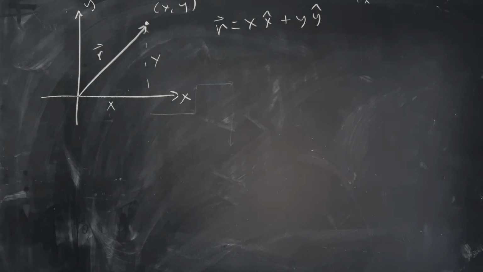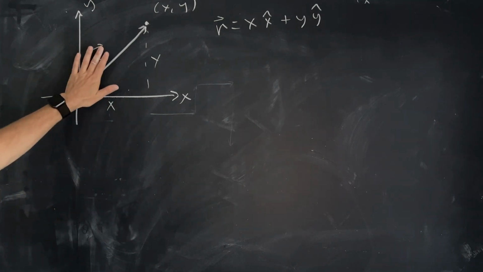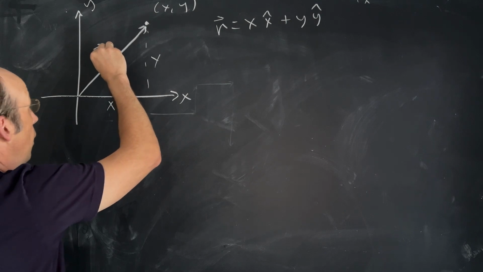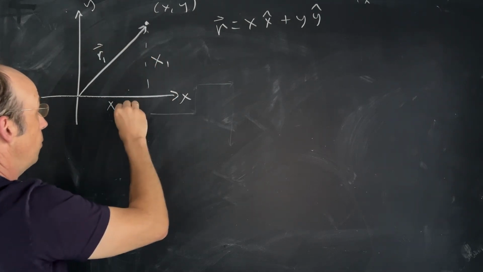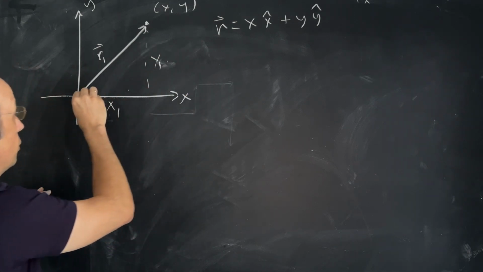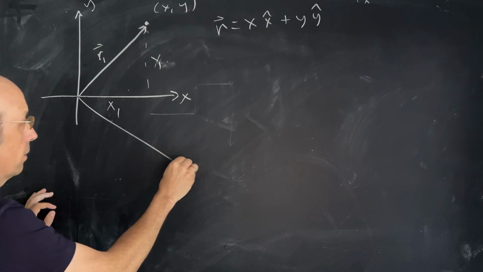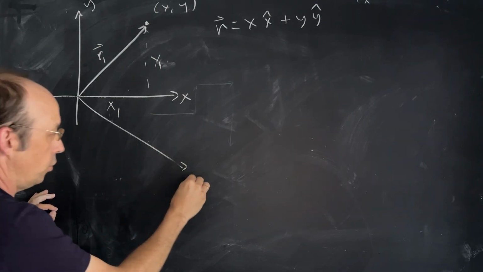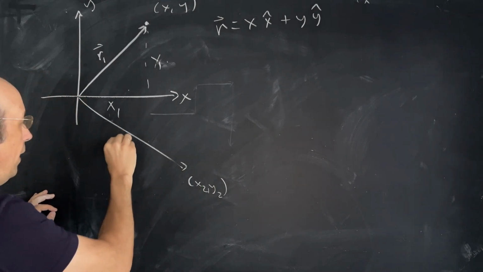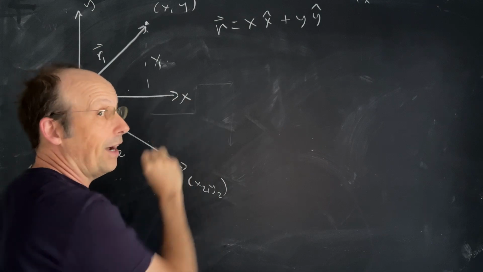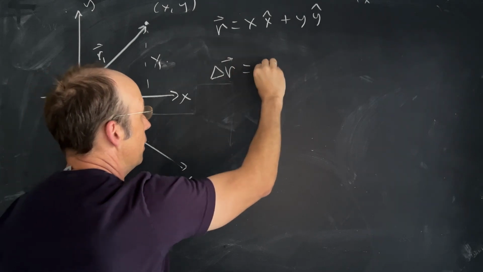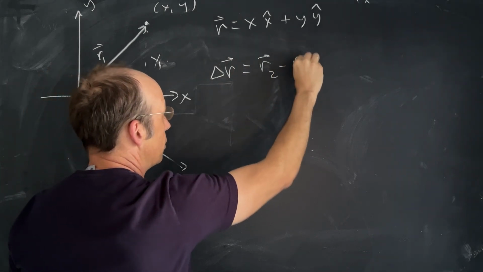Now, what if the object moves? What if it goes from here to somewhere else? So let's call that r1, with x1 and y1, and then it goes over here to x2, y2, and that has a vector r2. Then I can find the displacement, which we write as delta r, and it's r2 minus r1.